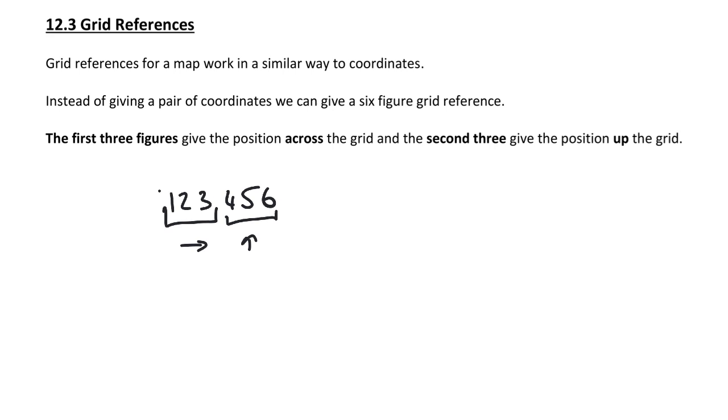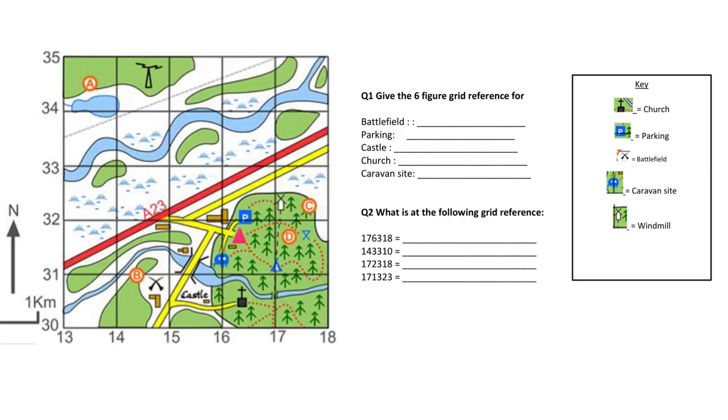Sometimes the grids are actually split into 2-digit numbers. So you'd go to the 12 grid, and then you would go across 3/10 of the way. And then you would go up to the 45 grid, and then you would go 6/10 of the way up. So in this example, we've got a grid, and we're trying to find the 6-figure reference for the following places.